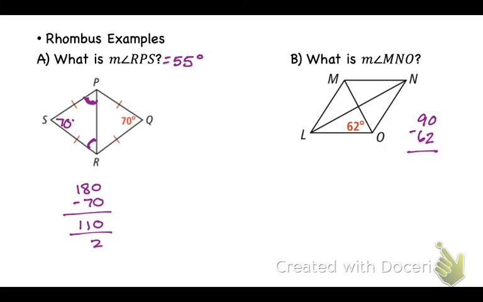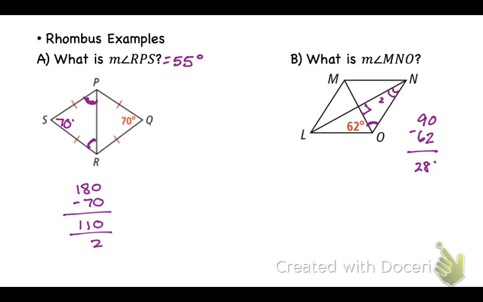If this angle is 90, yes, what does this angle and this angle have to add up to? No, 90. That's what I meant to say. Now, I could add 90 and 62 and subtract it from 180 if I wanted to, yes? But could I also just subtract it from 90? Yes. 28.